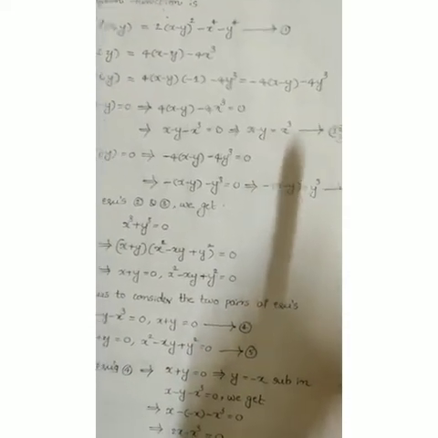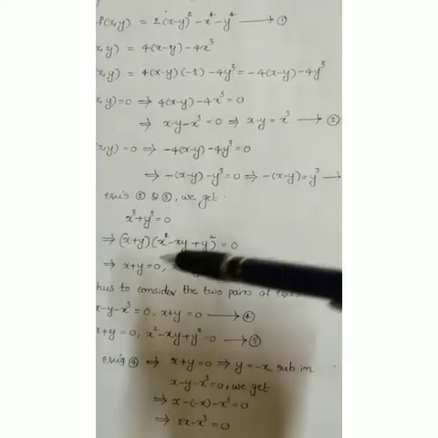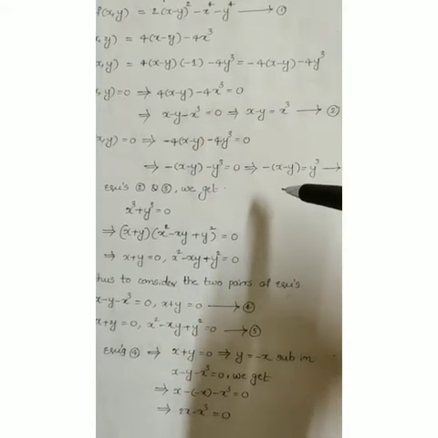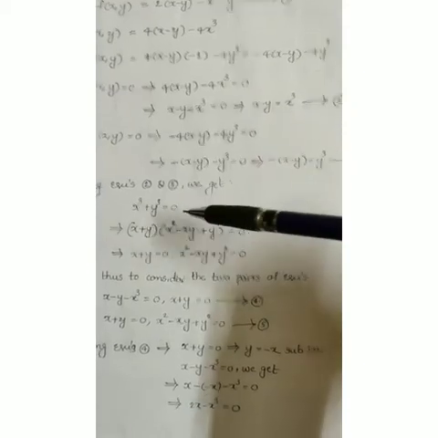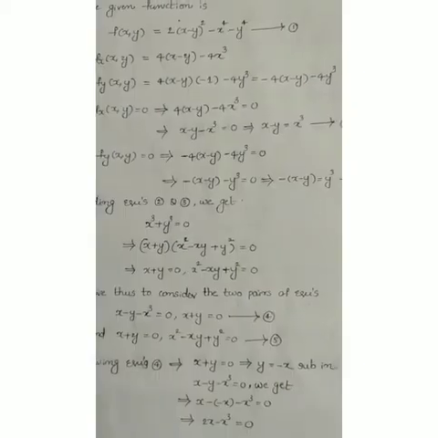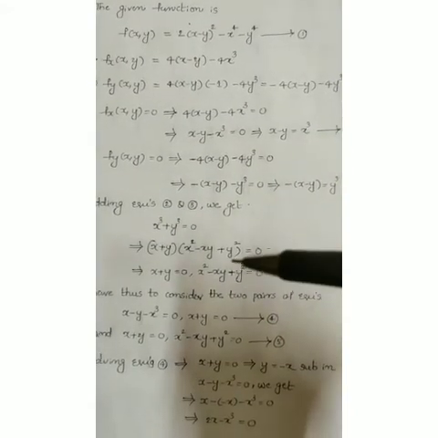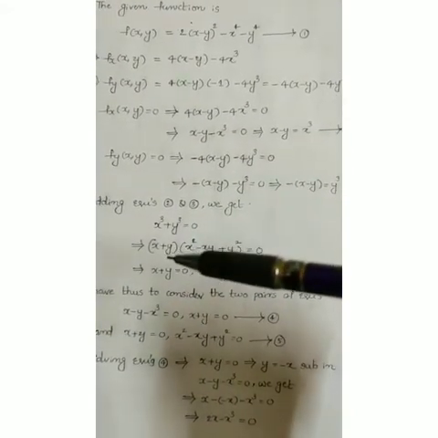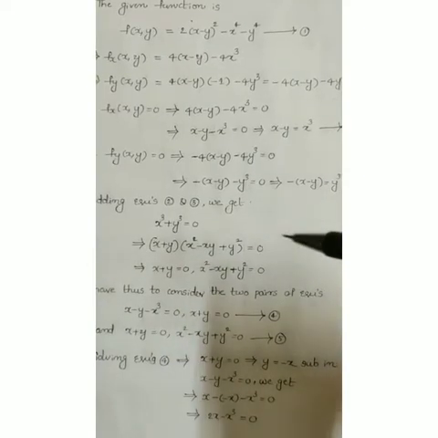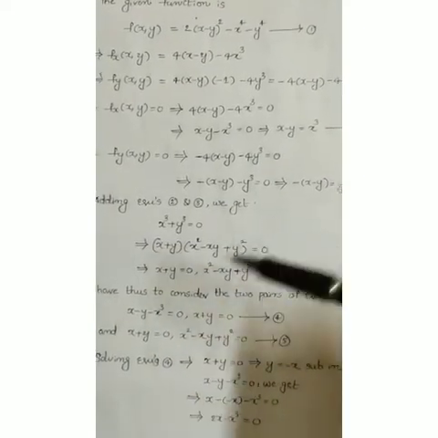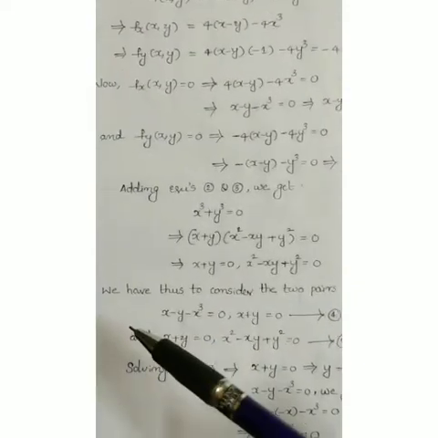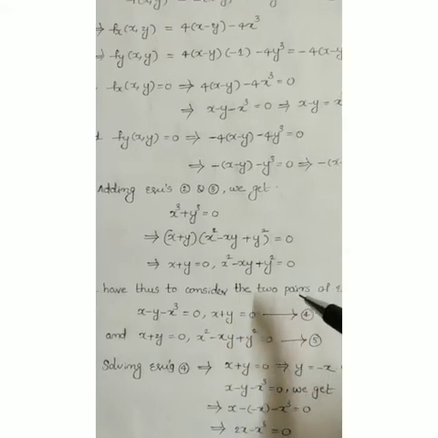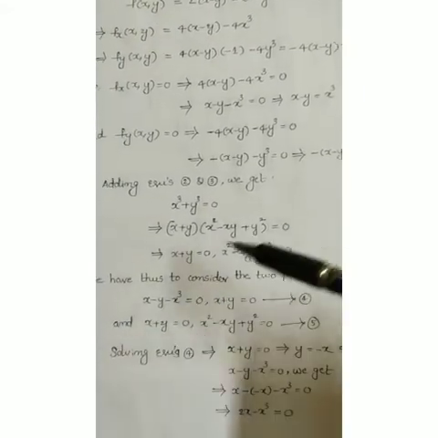Now adding these two equations 2 and 3, we get x - x cancels, -y + y cancels, then x³ + y³ = 0. We have the formula a³ + b³ = (a + b)(a² - ab + b²). So here we get (x + y)(x² - xy + y²) = 0. So here x + y = 0, or x² - xy + y² = 0. So here we have to consider the two pairs of equations.